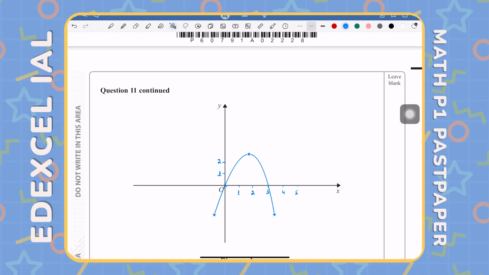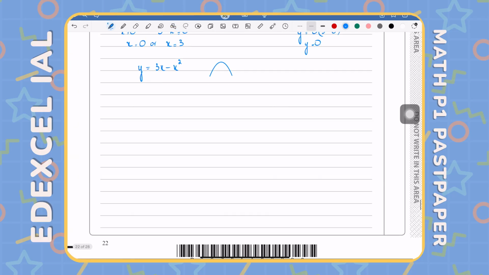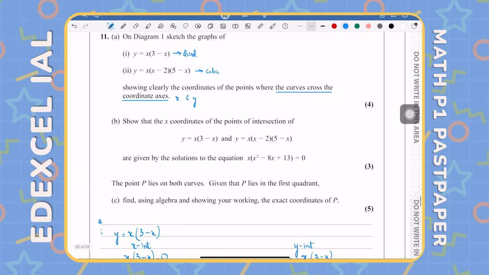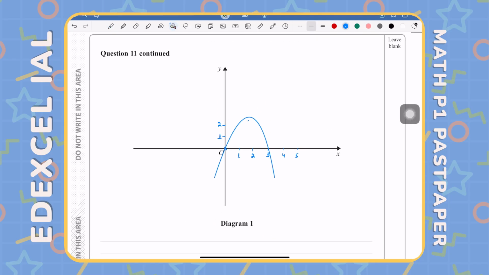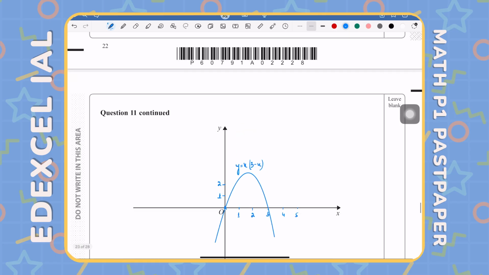So here's the first graph. Okay, a good idea. Let's see if the question has asked. The question hasn't asked us to label, but it's always a good idea to label. Leave no stone unturned, especially when you're solving a paper. So this is going to be y equals x into 3 minus x. Okay, don't end up taking too much space because we have to sketch the other graph as well.